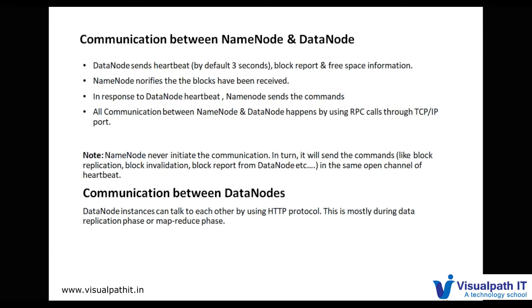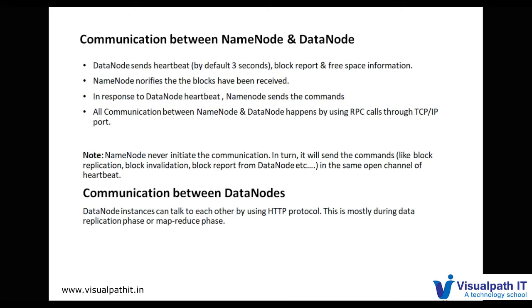And in response to the data node heartbeat, name node sends commands. Apart from that, if name node still requires more information from the data node, it will ask for it. So that is what it is here. And all communication between name node and data node happens by RPC calls through TCP/IP port. So all the data nodes and name node will communicate with TCP/IP, Transmission Control Protocol, Internet Protocol. Using that, they will communicate.